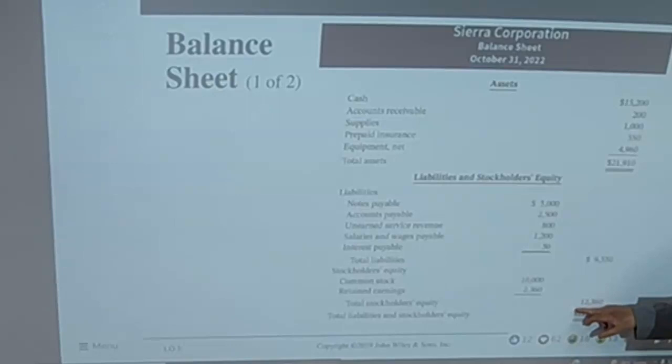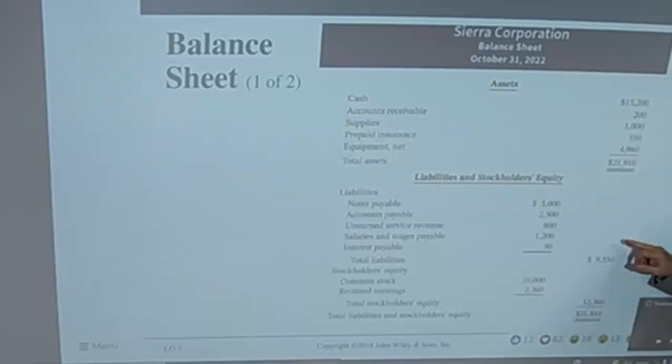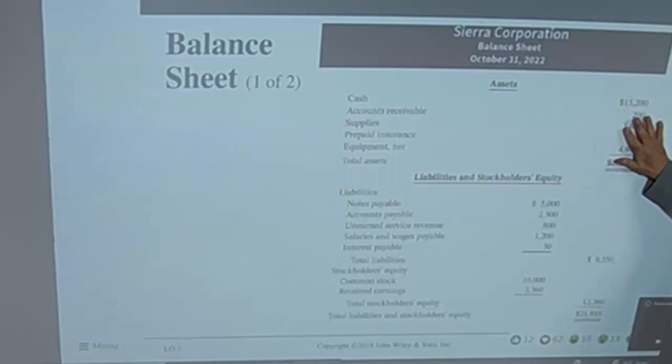Now, this is total liabilities and shareholders' equity. I add that with the liabilities and the shareholders' equity, I draw a line. And there it is, double underlined again. This has to equal this. These are the resources this company owns. And this is who owns them.